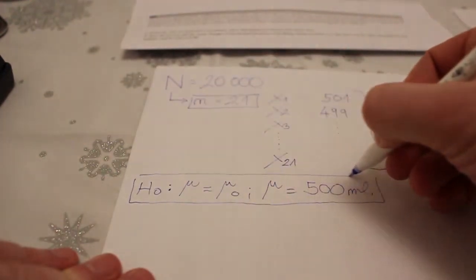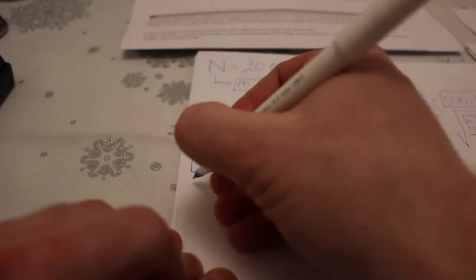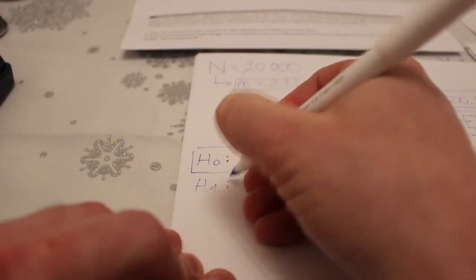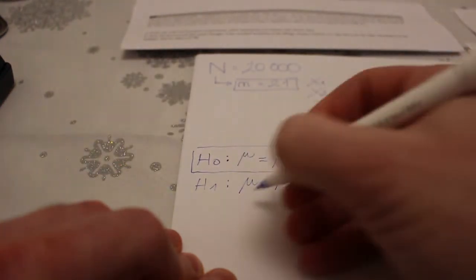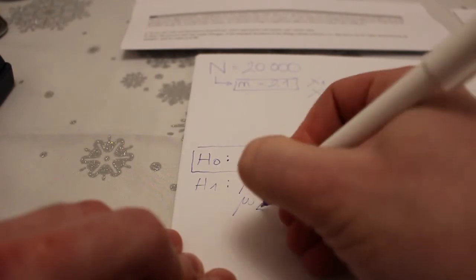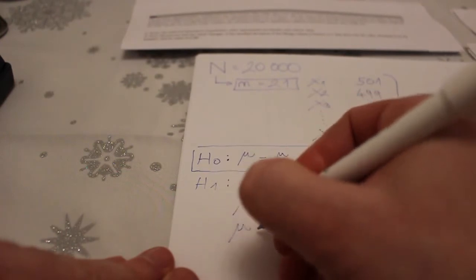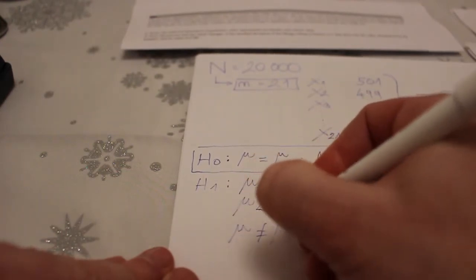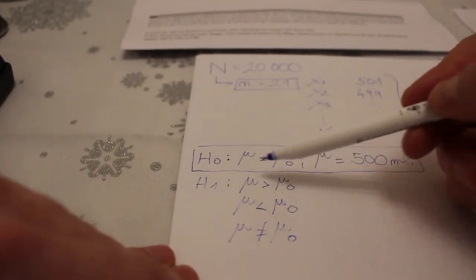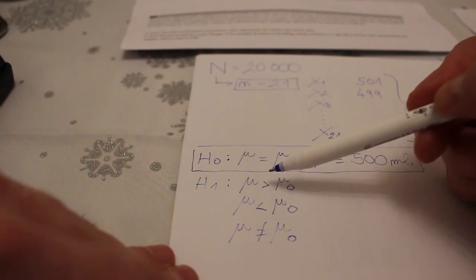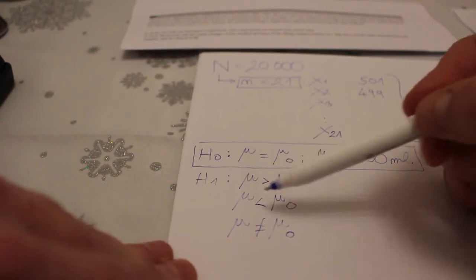And according to your formulas, you can see that we have 3 types of alternatives. H1: mu is higher than mu 0. Mu is smaller than mu 0, and mu is not equal to mu 0. If you fill the bottles by more volume, it will be wrong for you, for the owner of the brewery.